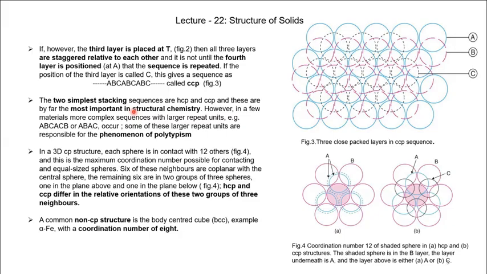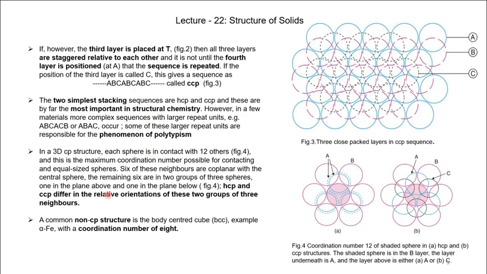Now, do we have further complex sequences? That means if we have A, B, C, and another layer. Yes, we do have arrangements like ABC, ACB, or ABC, AC. This is rather complex, and we do have some crystals arranging like this. This phenomenon is called polytypism, but these are seldom seen in real structures. We see mostly hexagonal close packing and cubic close packing.